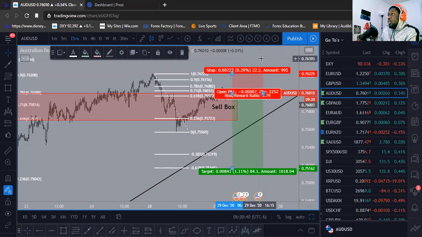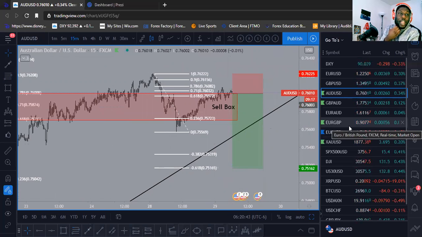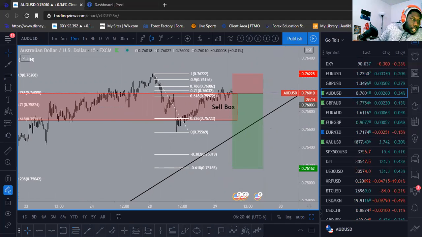Let me make it right here. There you go. 22 pips for 84 pips. I like the risk reward on that. Therefore, I'm taking this trade and let's see how it plays out. So get my magic keys up over here. I'm risking 1% of my account on this trade. Open calculator, switch. So stop loss 0.76225. And then take profit. Like I said, I want to see price make a lower low: 0.75162.